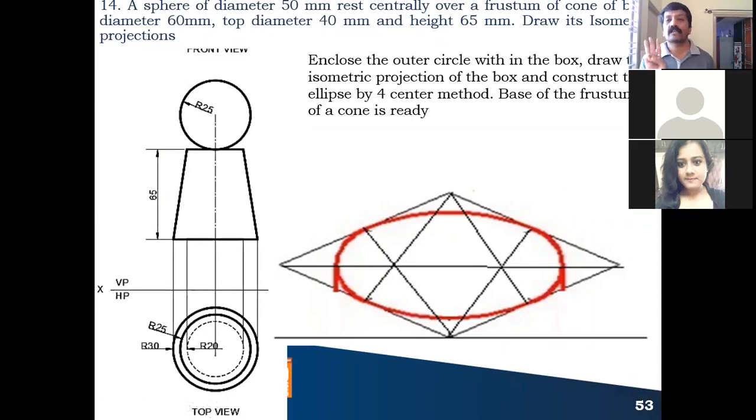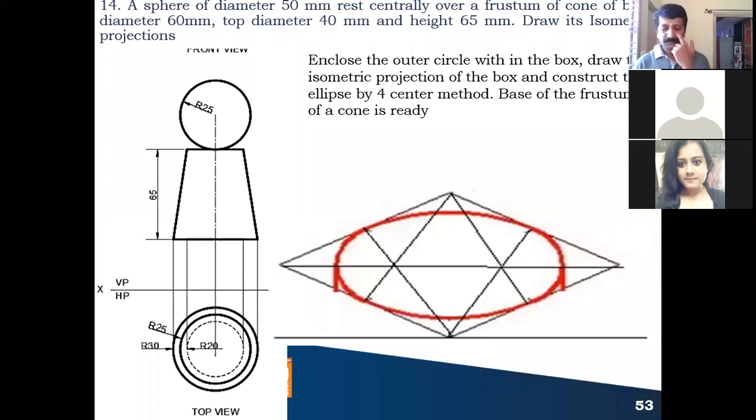The 3 concentric circles you have to construct in the top view. 30 millimeter radius is the base of your frustum of a cone, 20 millimeter radius is the top face of your frustum of a cone, and the 25 millimeter radius circle is the sphere circle.